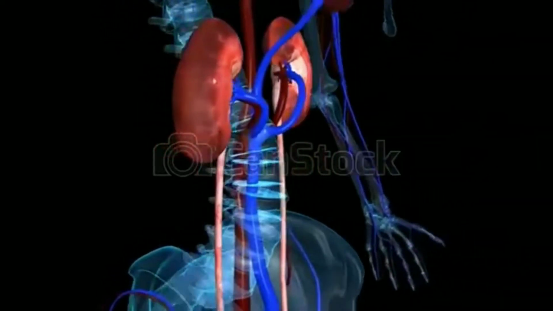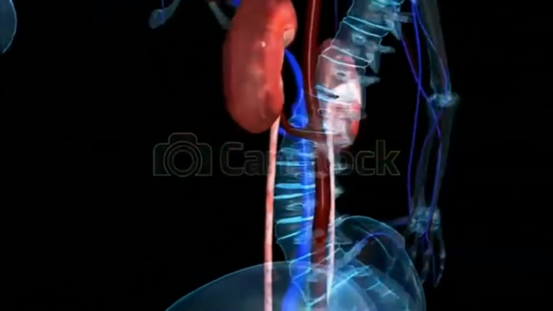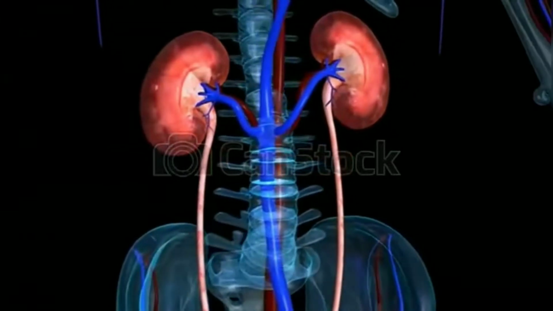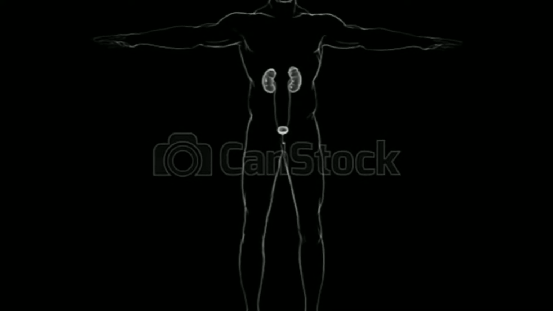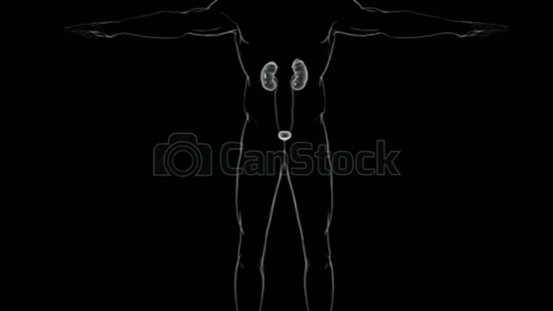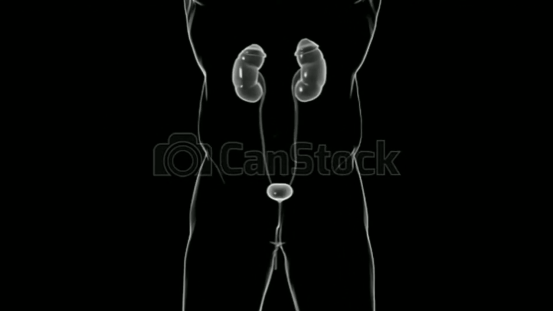The kidneys remove waste and extra fluid from your body. Kidneys can become damaged from a physical injury or a disease like diabetes, high blood pressure, or other disorders. High blood pressure and diabetes are the two most common causes of kidney failure. Kidney failure does not happen overnight.